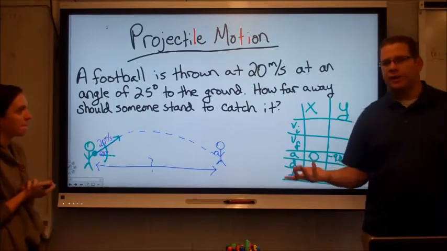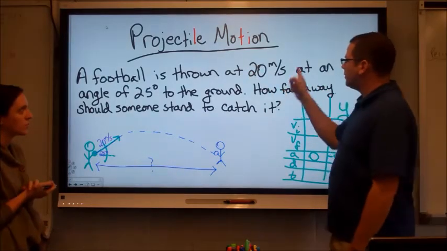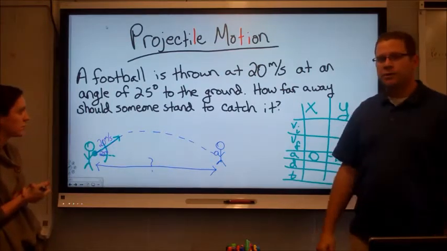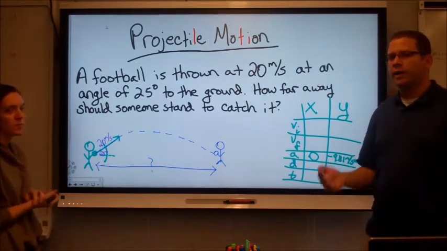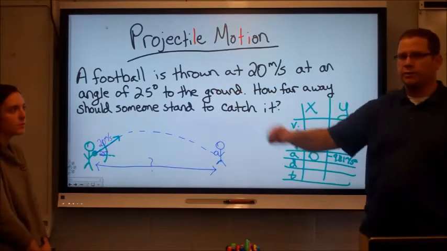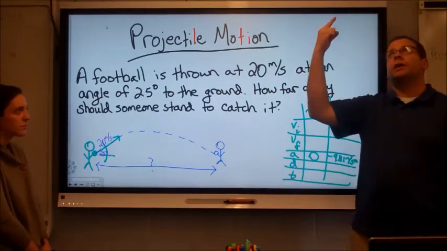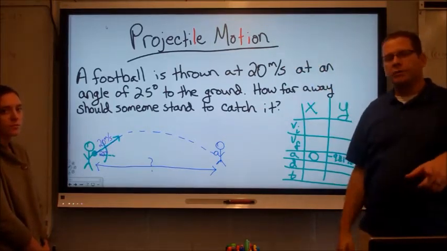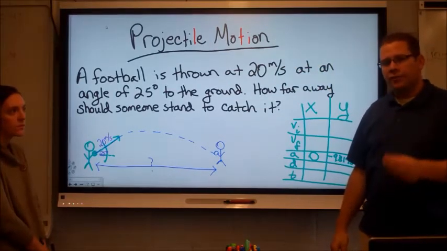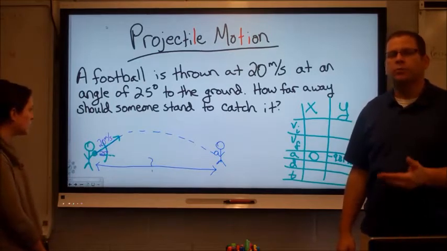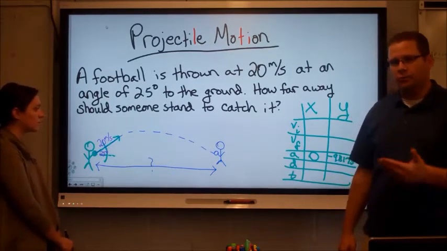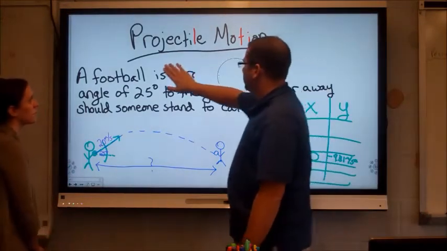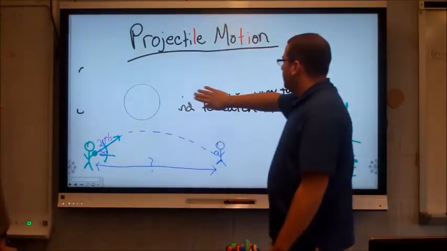But the question is, how come I didn't take this 20 meters per second and write it in here or here? Well, the answer is because it's not true. We did not throw it at 20 meters per second in the x direction. We did not throw it at 20 meters per second in the y direction. We threw it somewhere in between. So what you have to do is resolve that vector, which means break it down into its x and y components. So let's erase the problem and actually start working on that.